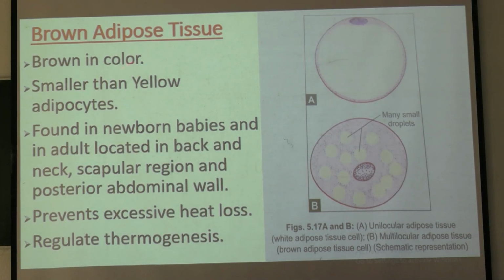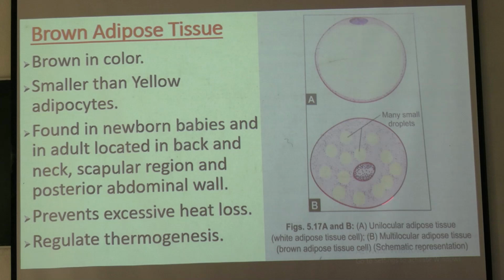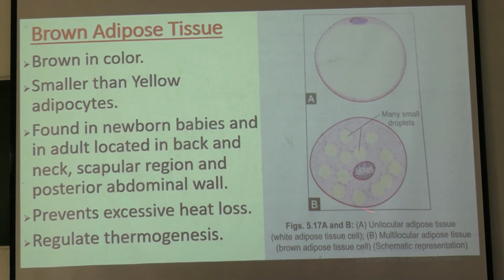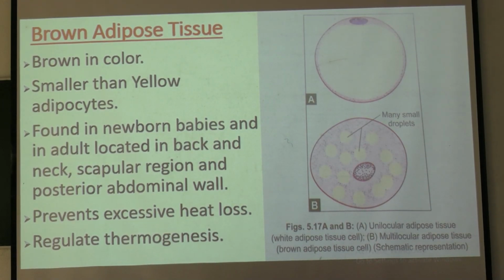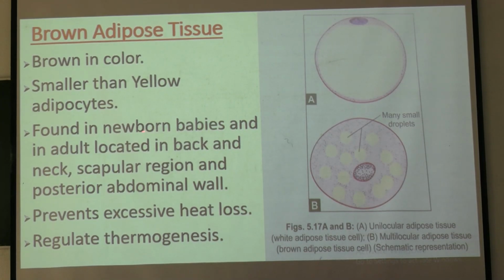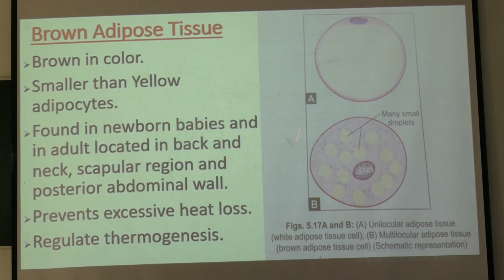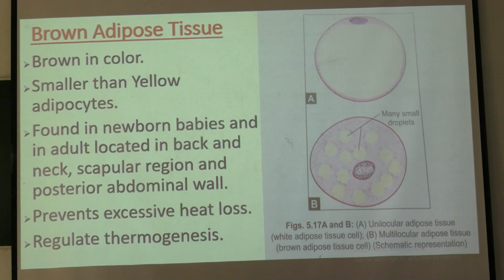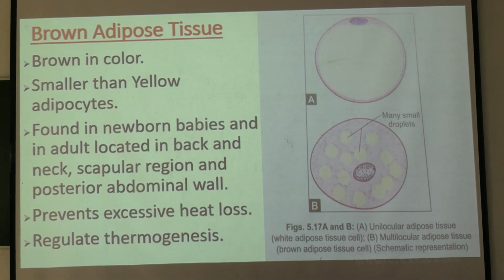Next we are going to brown adipose tissue. See, this is a yellow adipose tissue cell and this is a brown adipose tissue cell. Here the nucleus is rounded and multiple small fat droplets are present within the cytoplasm of the cell. Okay, so that is the difference between the two adipose tissues. They are brown in color, smaller than yellow adipocytes, found in newborn babies, and in adults located in the back and neck, scapular region and posterior abdominal wall. So these are the locations in adults.